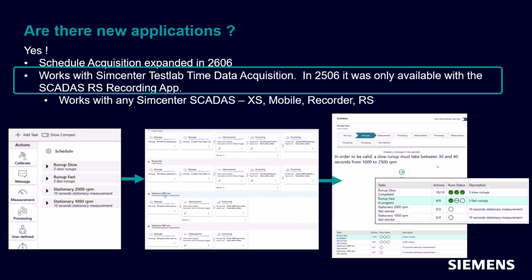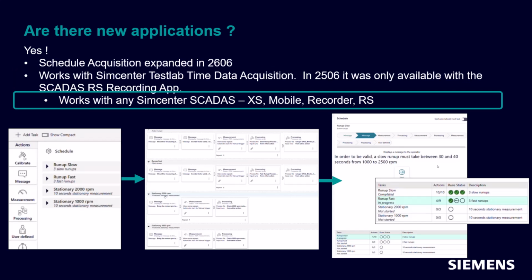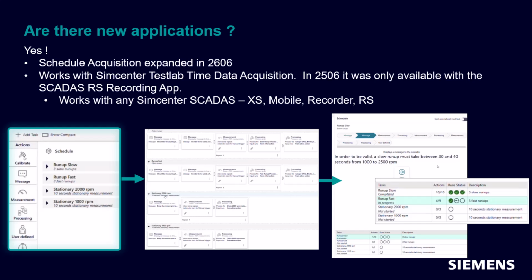It works with Simcenter Testlab time data acquisition. So it's going to work with any SCADAS front end that can work with time data acquisition. So the XS, the mobile, the recorder, or the RS. And I have a couple examples here where I'm going to set up a test schedule that's going to do 3 slow run-ups, 3 fast run-ups, 10 seconds of stationary measurements, and then 10 seconds of stationary measurements at a different speed. And then we can expand these schedule tasks and see additional information on it.